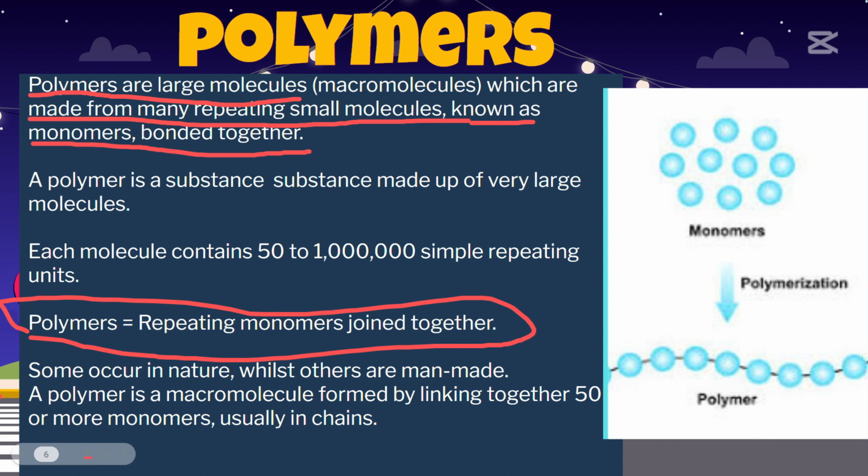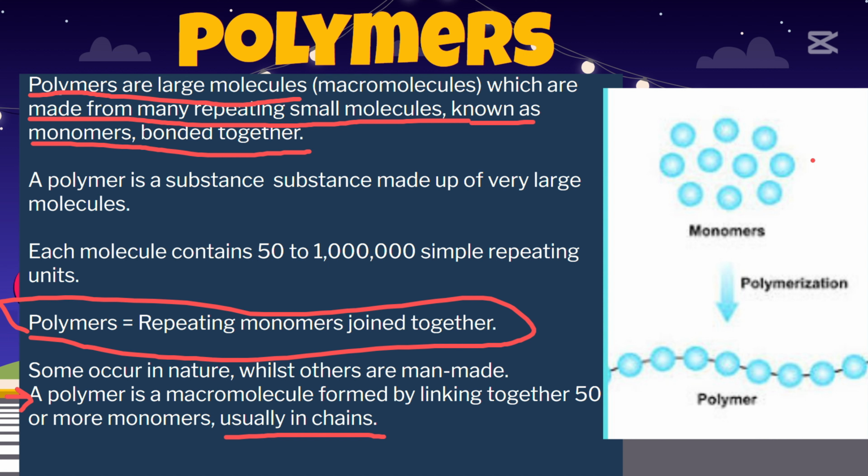Right now, just to repeat our definition before we move on, a polymer is a macromolecule formed by linking together 50 or more monomers, usually in chains. So this slide here has about 3 different definitions that you can choose to remember. As long as you have repeating units in your definition, you're good to go.